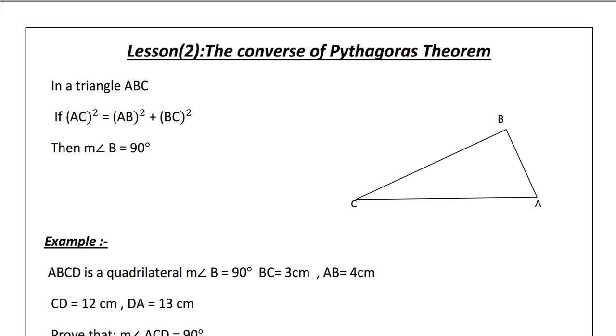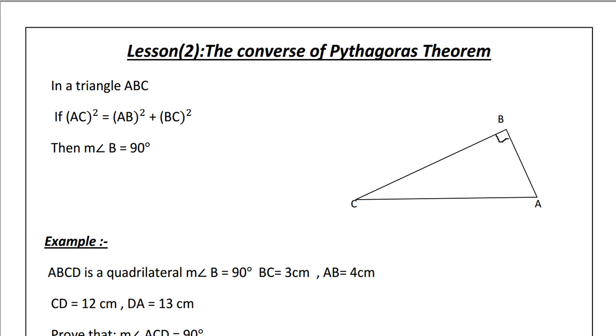So here in a triangle ABC, if AC squared equals AB squared plus BC squared, then the measure of angle B is 90, is a right angle. So it is a converse. What is the meaning of converse? In the previous academic year, in prep 1, you are told that you have a right angle triangle. So the right angle is in the given. Here it's not in the given, it is required to prove.